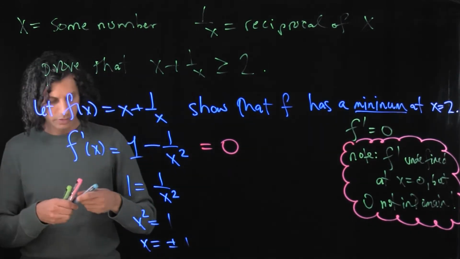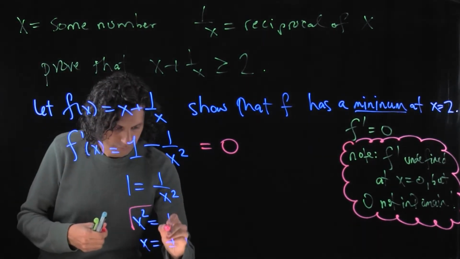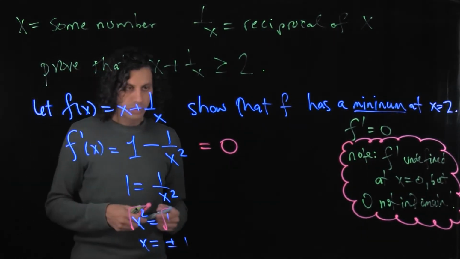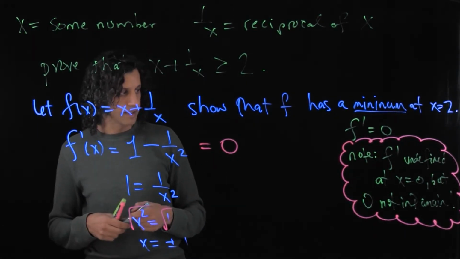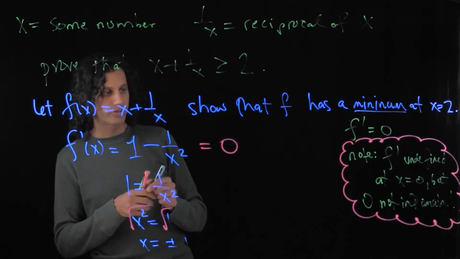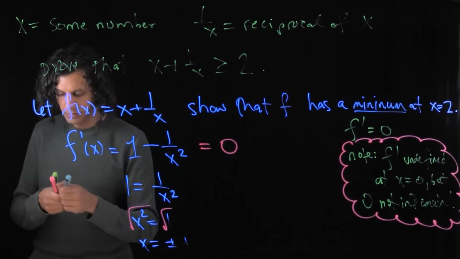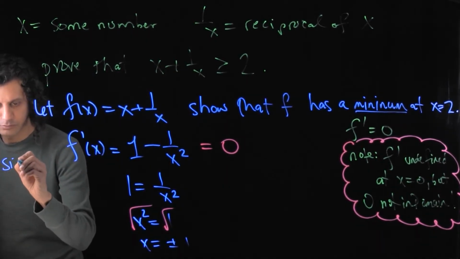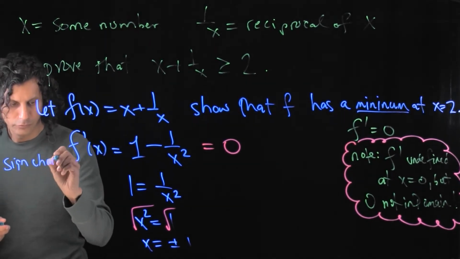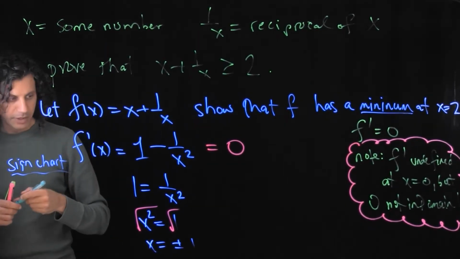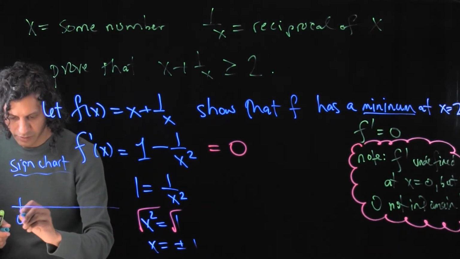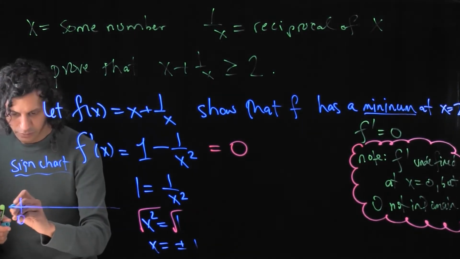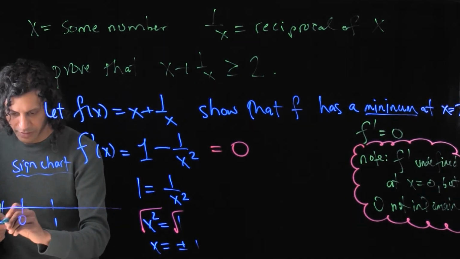As we said, 0 is not in the domain, but we're still going to count it as a critical value. So we now make our sign chart. We're going to make 0 on this side, we've got 1 over here, and we've got -1 over here.